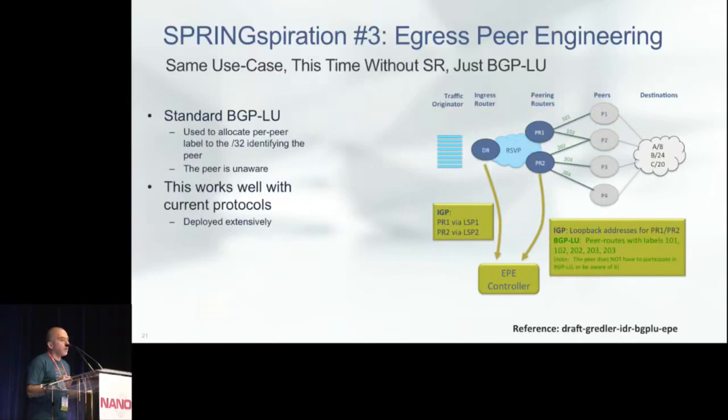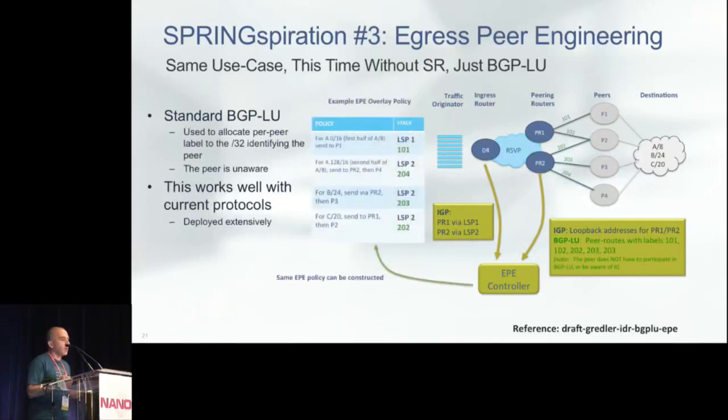BGP labeled unicast, along with an IGP perhaps, is used to announce these unique labels pointing to peers, and the controller basically gets the same amount of information that allows it to impose the same type of policy on the ingress of the traffic, except this time the policy looks a little differently. Instead of a node segment on the top, you'll have an LSP label.